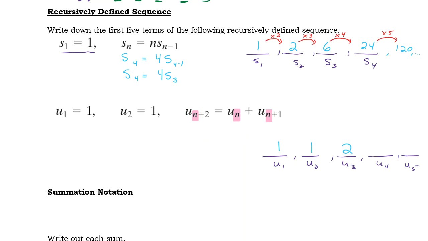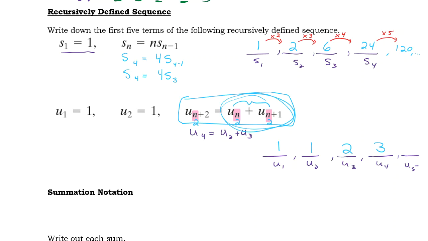So n equal 2 in this formula is not saying the second term, right? Because if I'm letting n equal 2, then this formula is telling me u sub 4 equals u sub 2 plus u sub 3. So I have to take the second term plus the third term to get the fourth term, and that would be 3. So basically what this formula is telling you is to find any term, you take the sum of the 2 terms prior to that term.